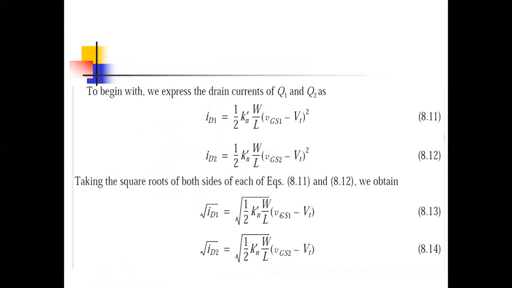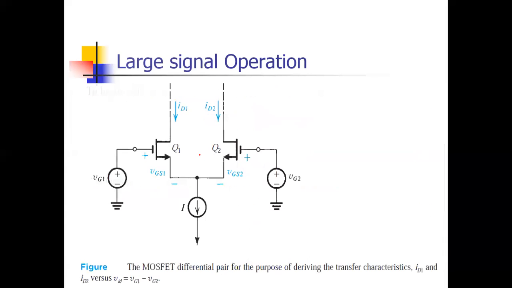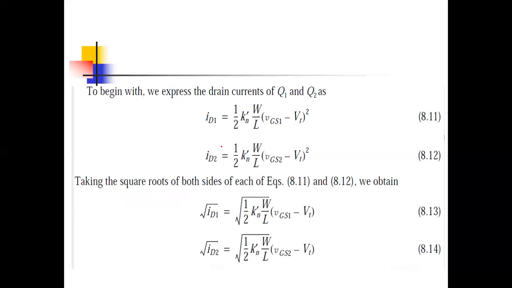Now we'll start with some expressions. This is the expression of drain current for the first transistor, for the second transistor, and we are taking the case where both transistors are on, both transistors are in saturation region. Then the expression of current in saturation region is ID1 equals Kn dash W by L divided by 2 times (VGS1 minus VT) whole square.